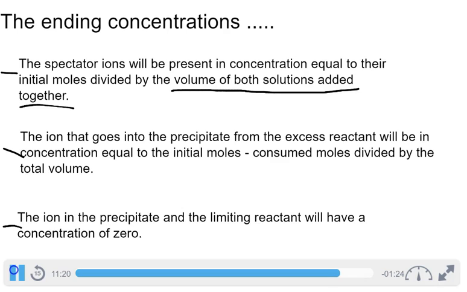The ion that goes into the precipitate from the excess reactant will be in concentration equal to the initial moles minus consumed moles divided by the total volume. And then finally, the ion in the precipitate and the limiting reactant will have a concentration of 0. And remember, that's because that ion really isn't an ion anymore. It's now in a compound that is not in solution. Ionized isn't the right term. Dissociated is the correct term. So it has been completely taken out of the solution, and is now solid.